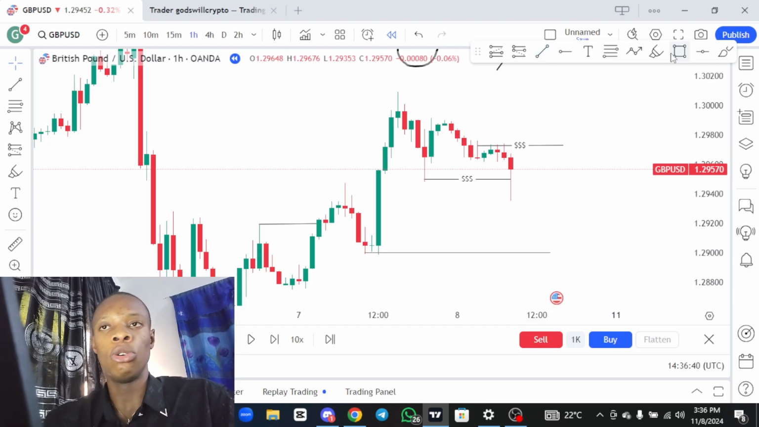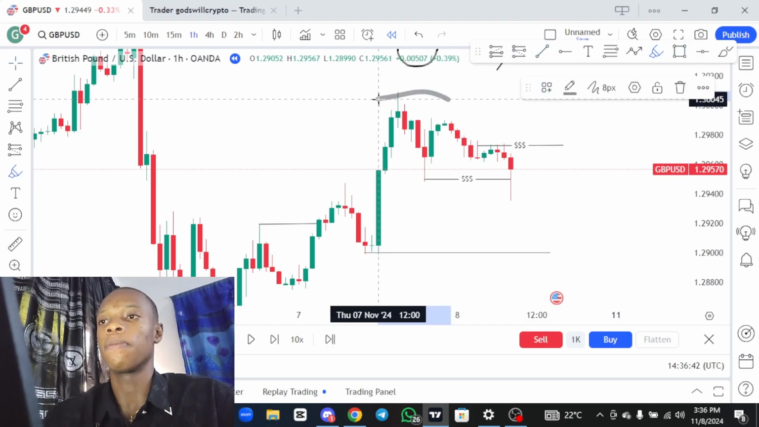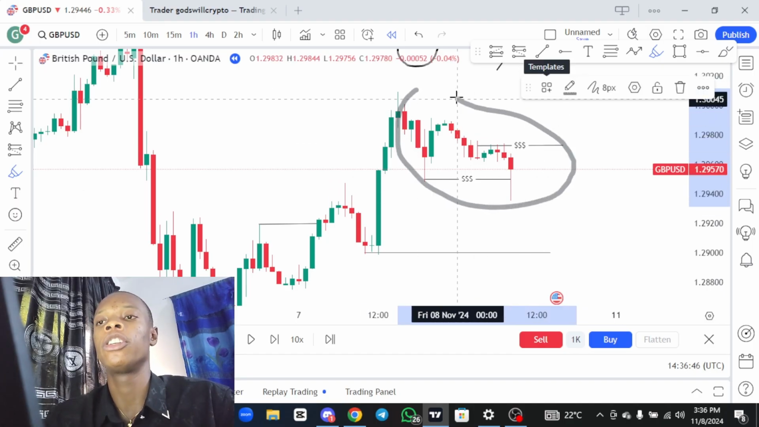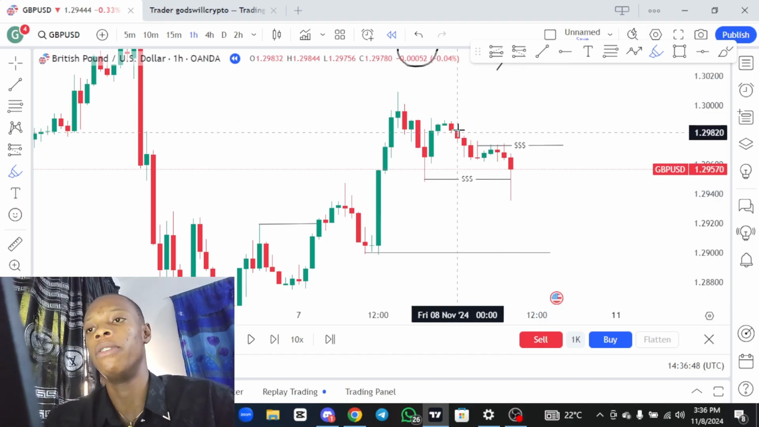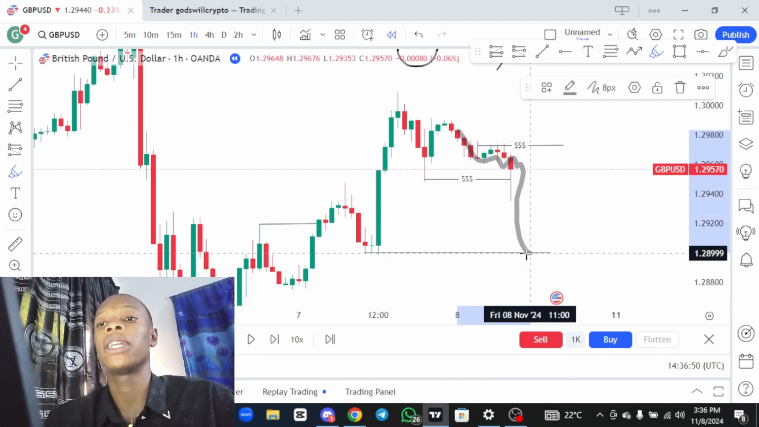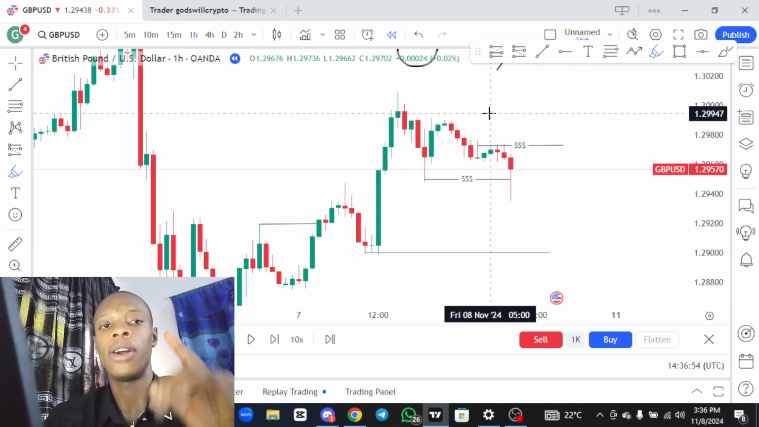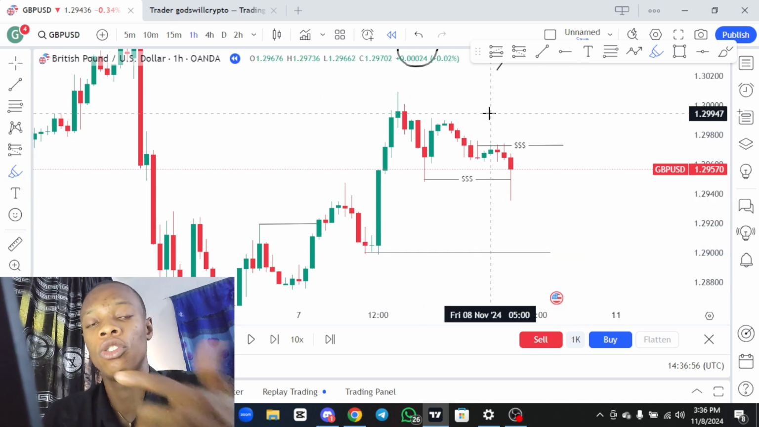Now, to know if this liquidity is gonna be swept, the first thing is the market direction. The market is bearish. The initial move of the market is bearish. Now, I already know where the market is going, and it's this low right here. This is where the market is heading. So now I already have an edge over the market.